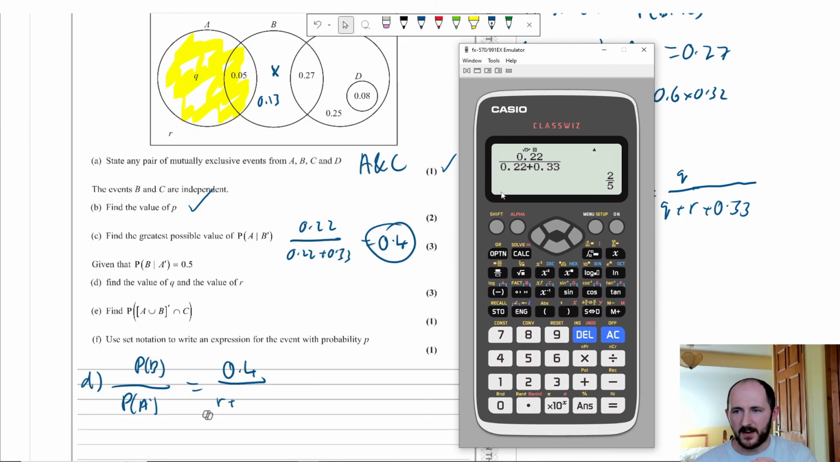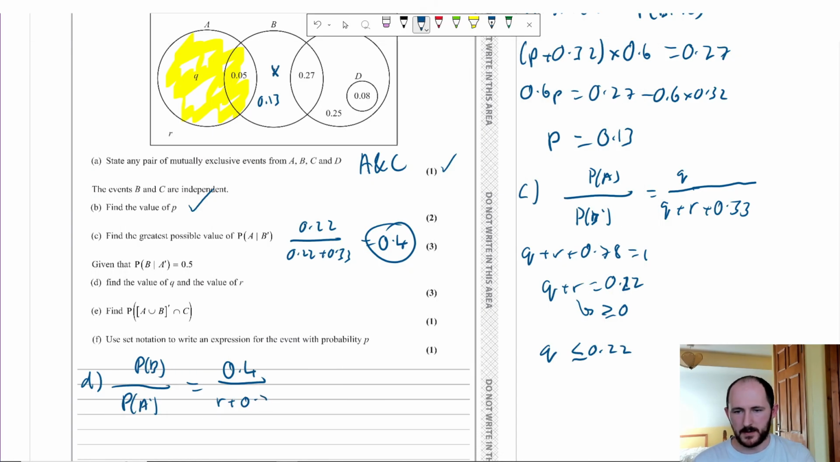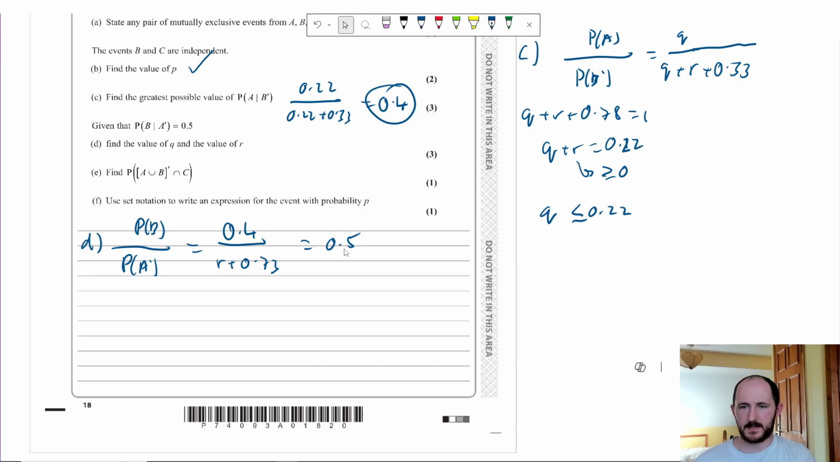So if we add that up, again, just because I'm being lazy, we have R plus 0.73. Cool. And we know that that should hypothetically equal 0.5. So now we can work out what R is. Times that to the other side, it was 0.5R plus, what would that be, 0.365?